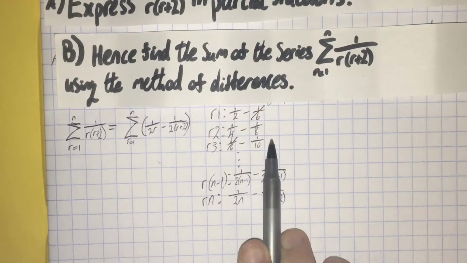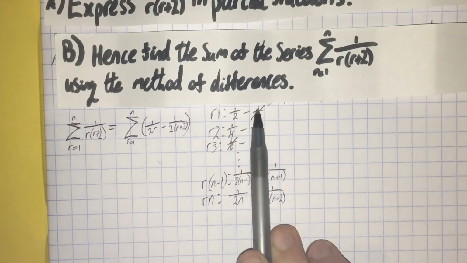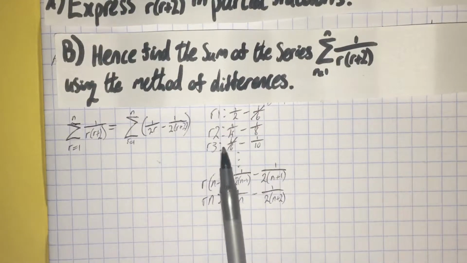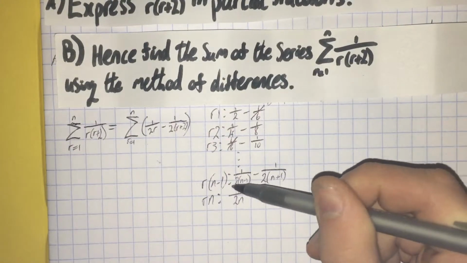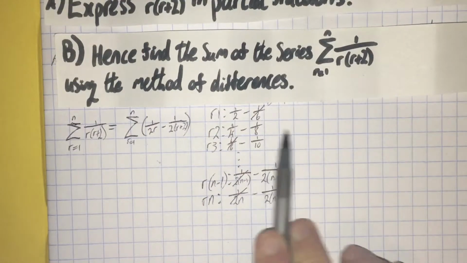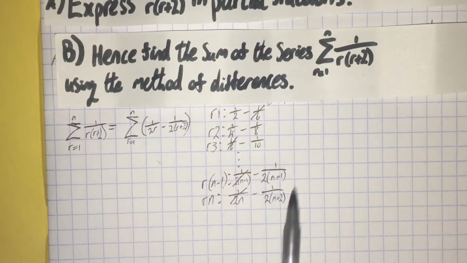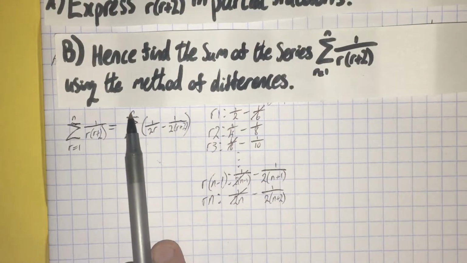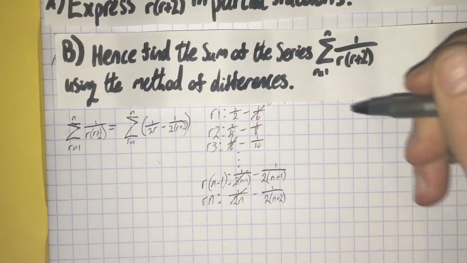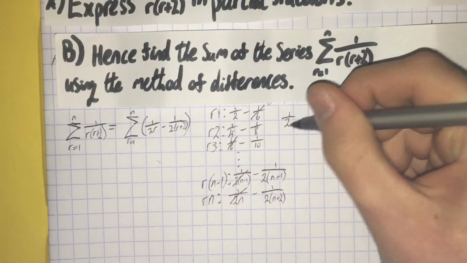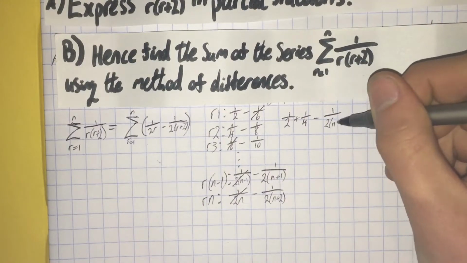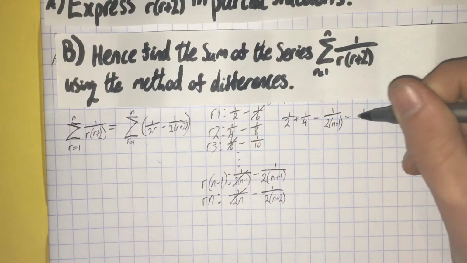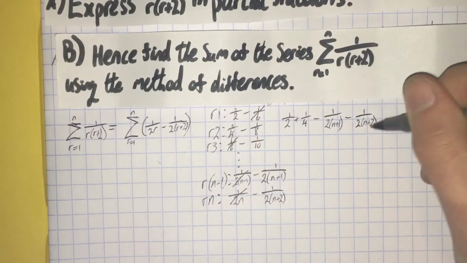So we know the terms in our right hand side column are cancelling off with terms that are 2 below it on the left, which means we know that those will cancel off with terms up here. However, those will not be cancelling off with any terms because there are none after n. So we're going up to n here. So that means we shall get a half plus a quarter minus 1 over 2 times n plus 1 minus 1 over 2 times n plus 2.